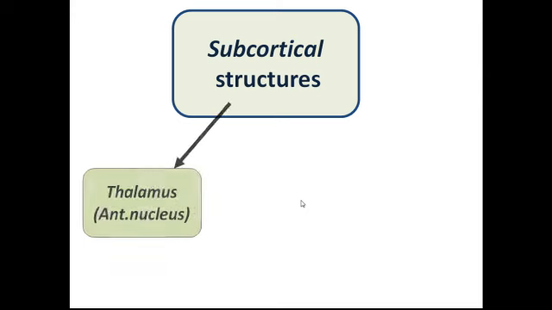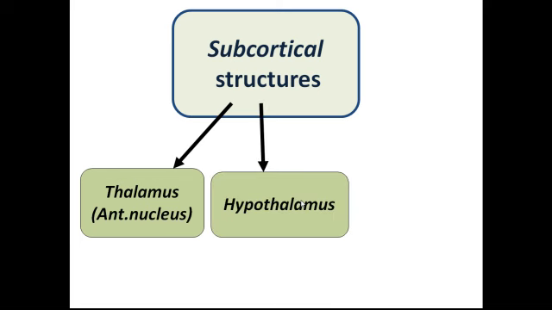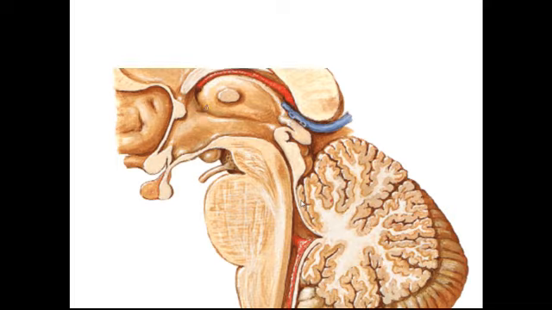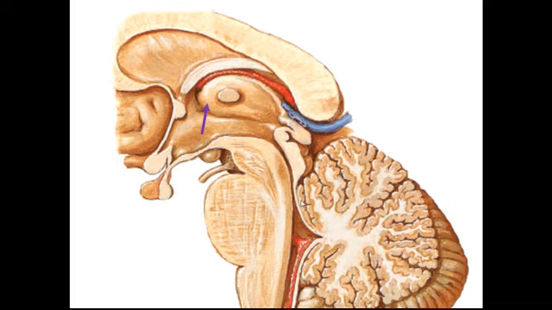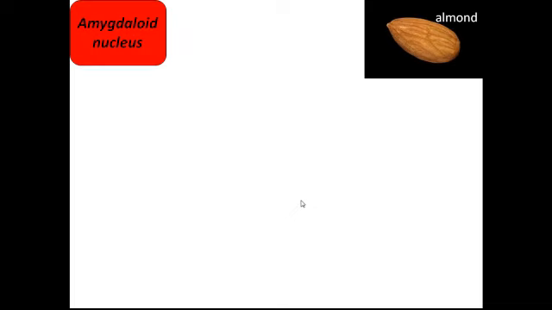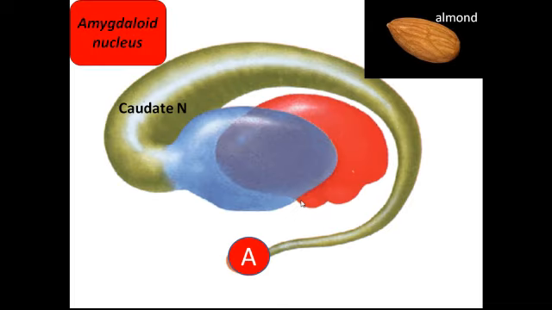What are the subcortical structures that form the limbic system? The thalamus, especially its anterior nucleus, the hypothalamus, and the amygdaloid nucleus. The thalamus, anterior nucleus, the hypothalamus, and then the amygdaloid nucleus, which takes its name from the word almond. Almond is amygdala in Latin.